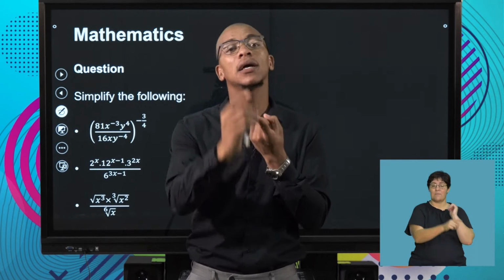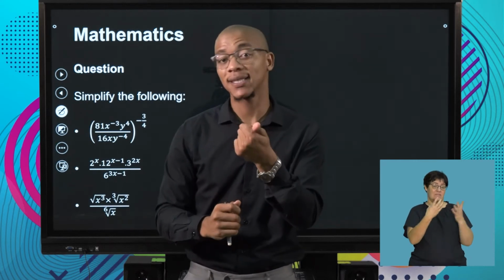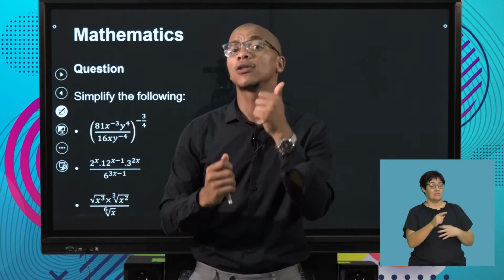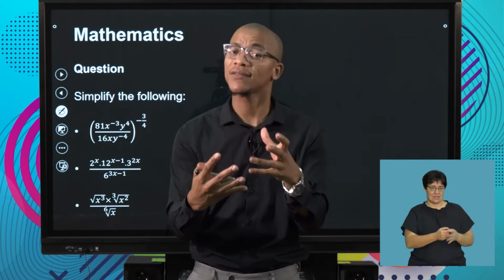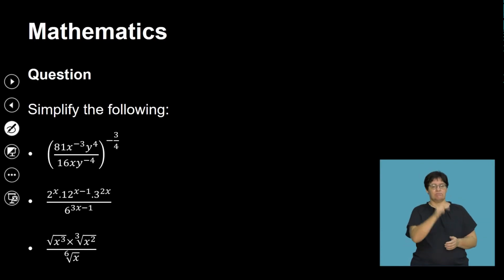Lastly, make sure that your exponents are positive numbers at the end. Those are the conditions of you simplifying. But let's look at exactly what I mean.